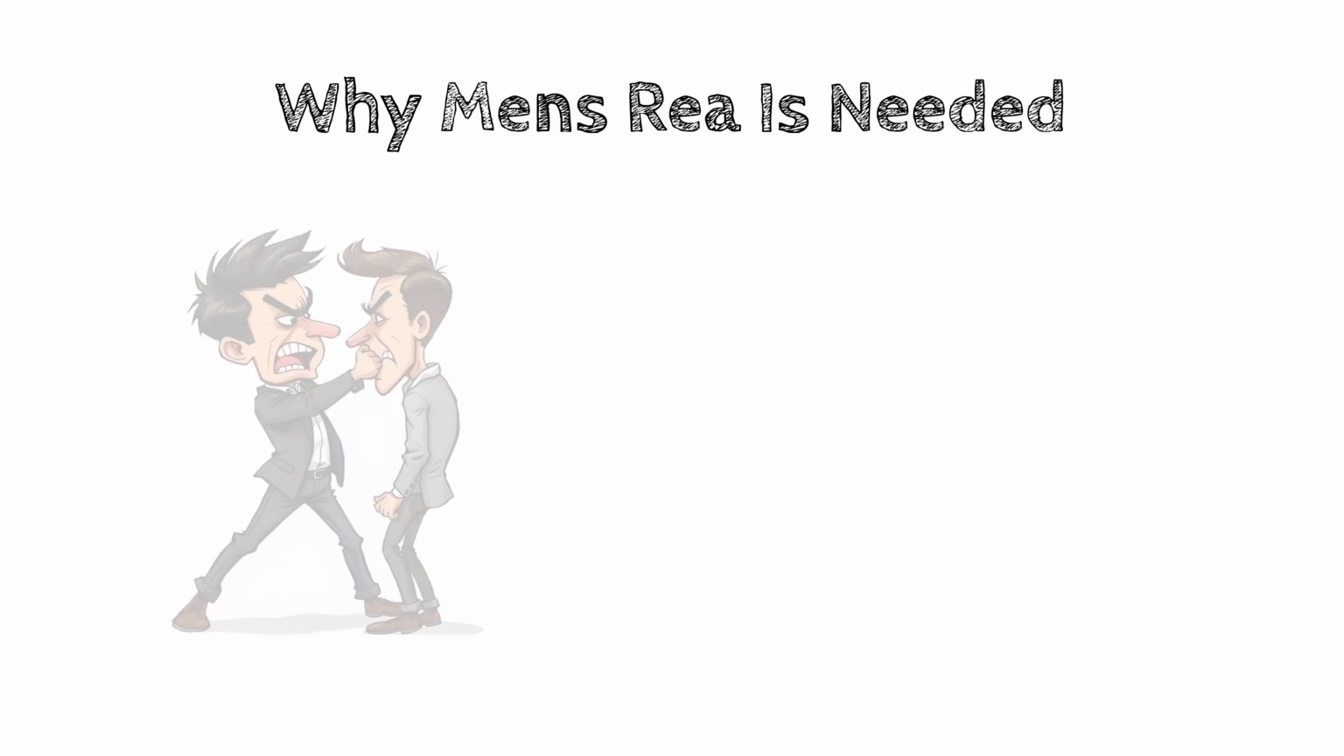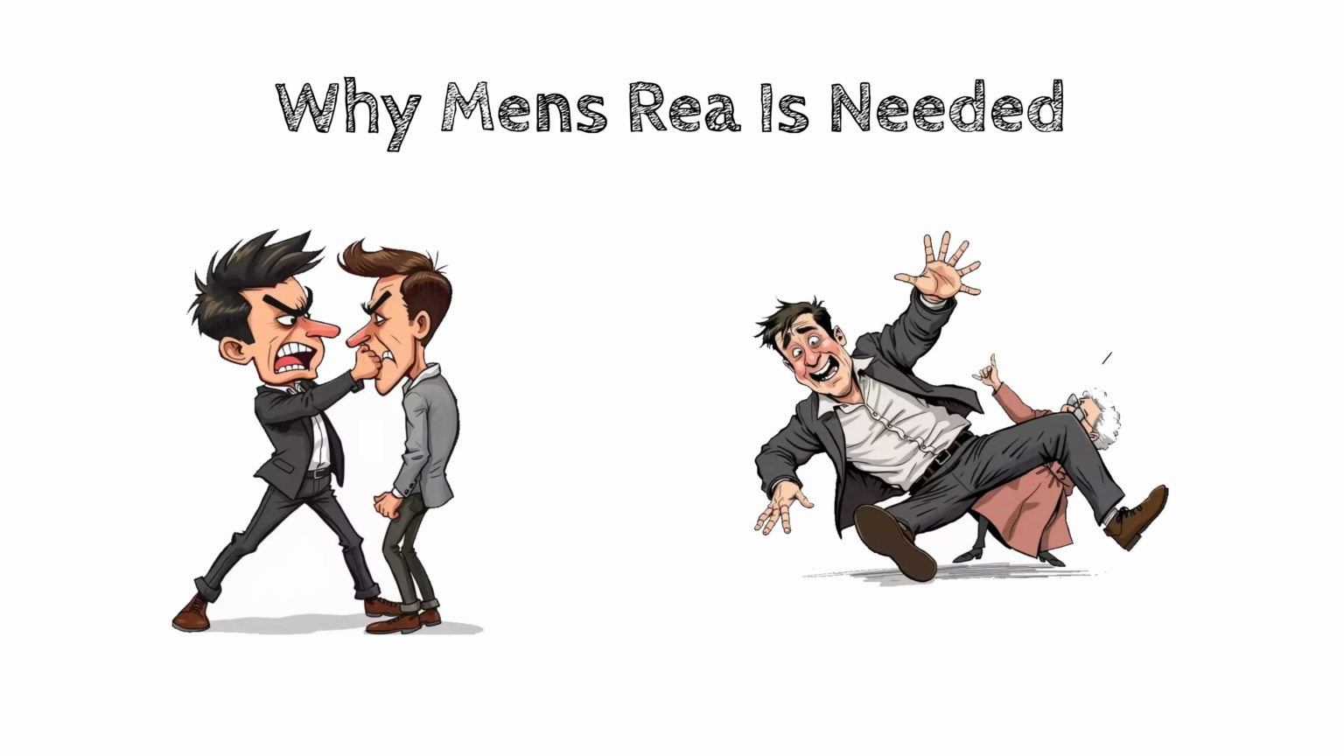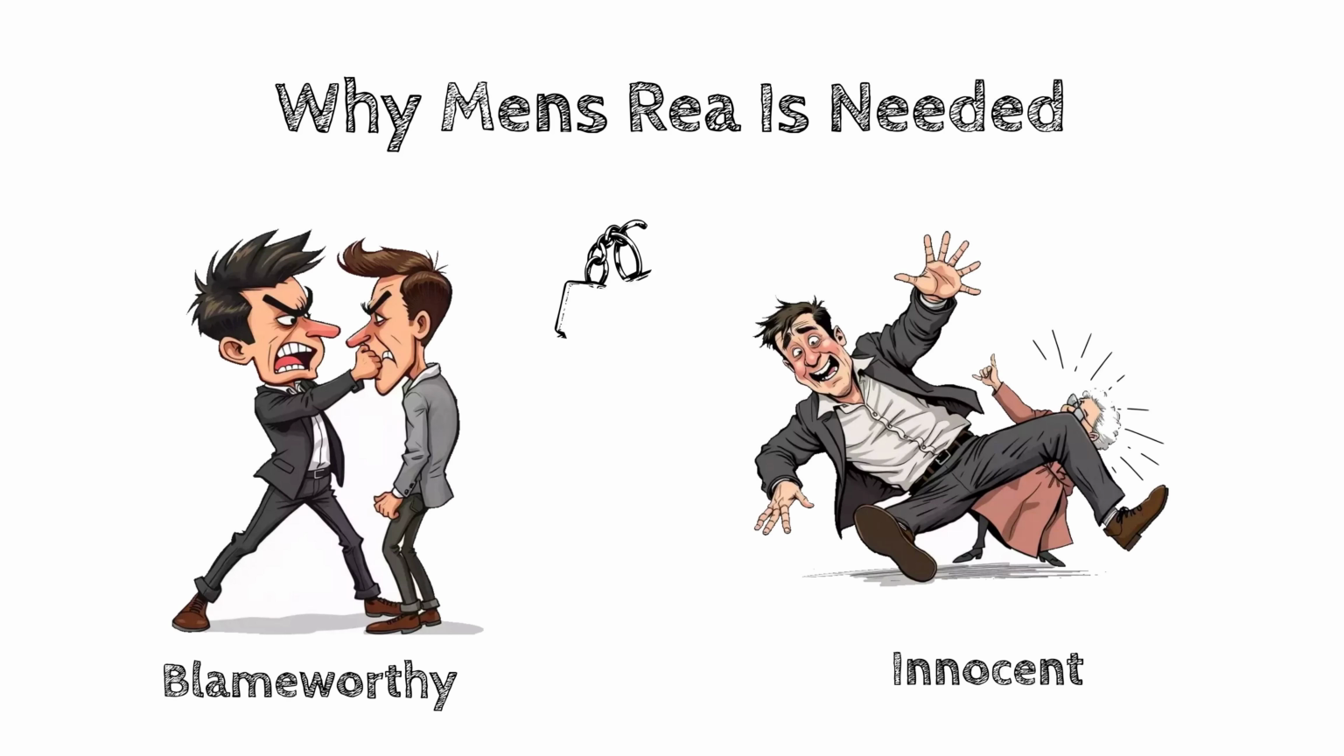Why is mens rea needed? We use mens rea to distinguish between blameworthy and innocent minds. Two people might do the same thing, but only one meant to cause harm. The law punishes intent, not pure accidents.